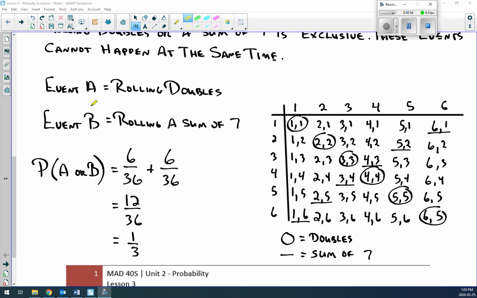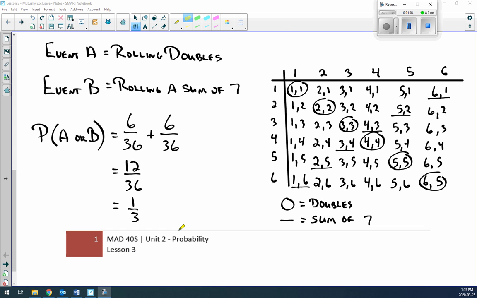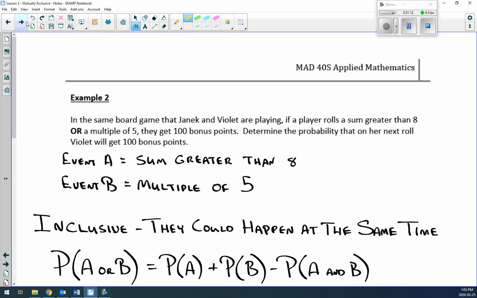So event A is rolling doubles, event B is rolling a sum of 7. So the probability of A or B, right? Remember, or means addition. So 6 over 36 plus 6 over 36 is 12 over 36, or a third, right? So that is the probability of rolling an A or a B. Okay, flip page, go to example number 2.